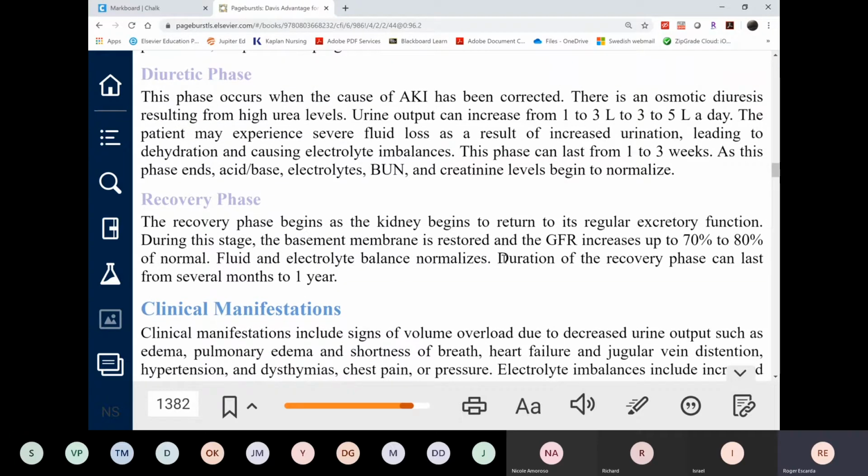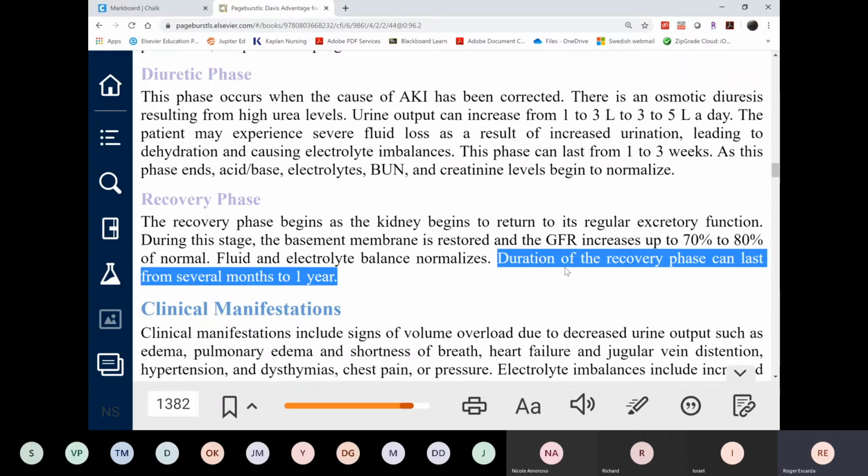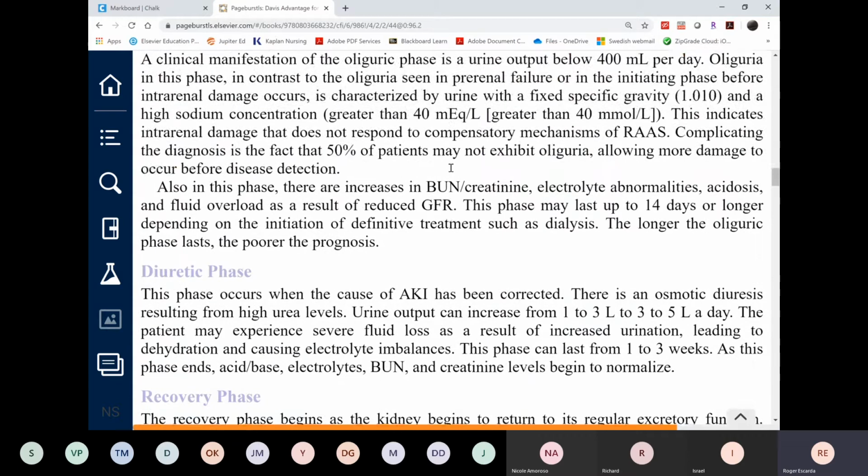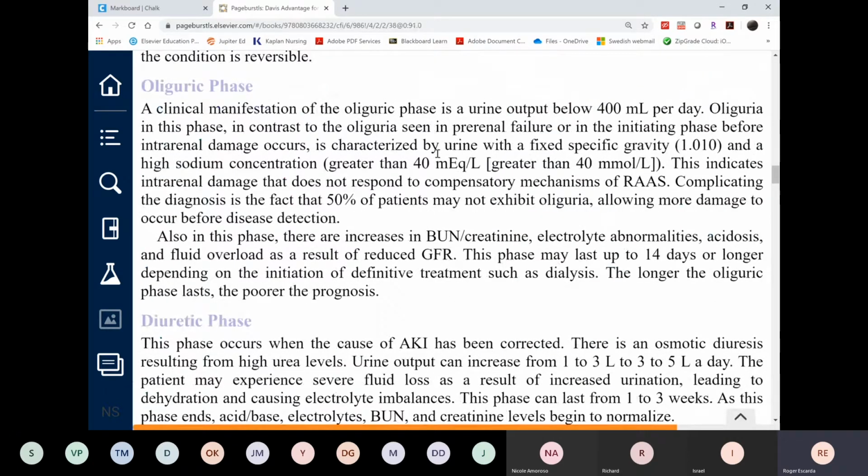Recovery, though, is a longer period. This can last from months to a year because it's not easy to recover from an acute kidney injury. So this will be months to a few years of recovery. Any questions so far on the phases?